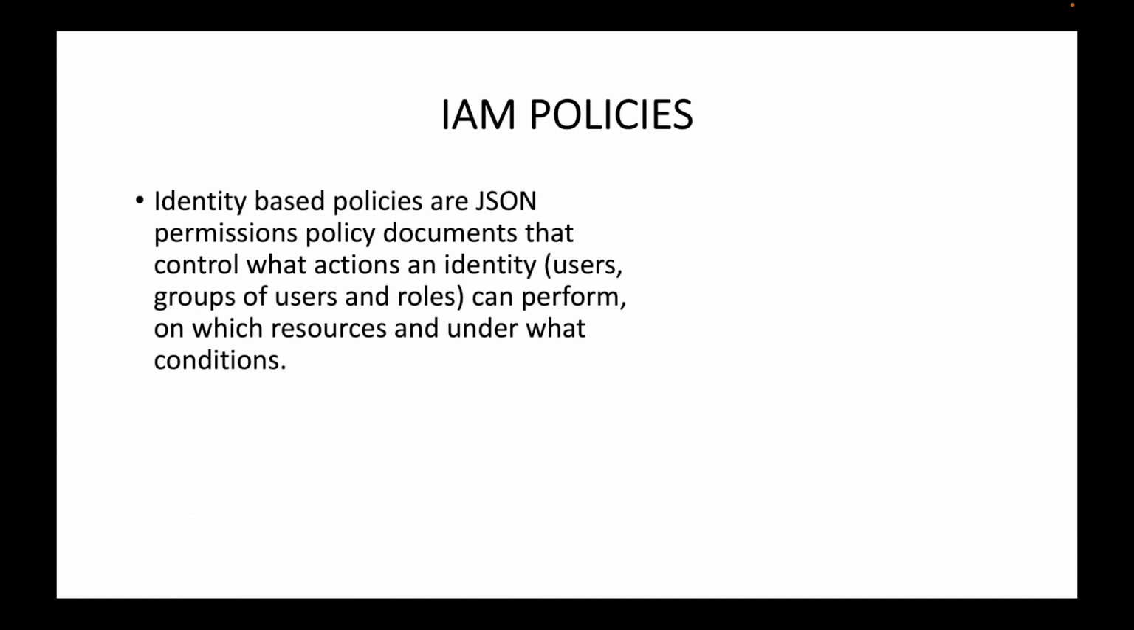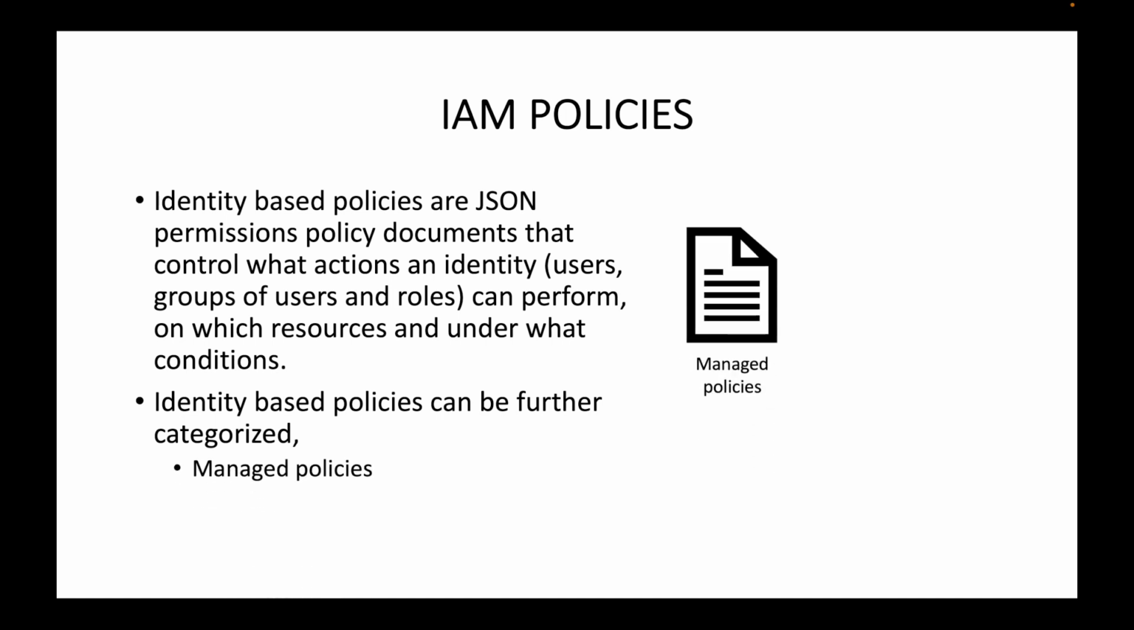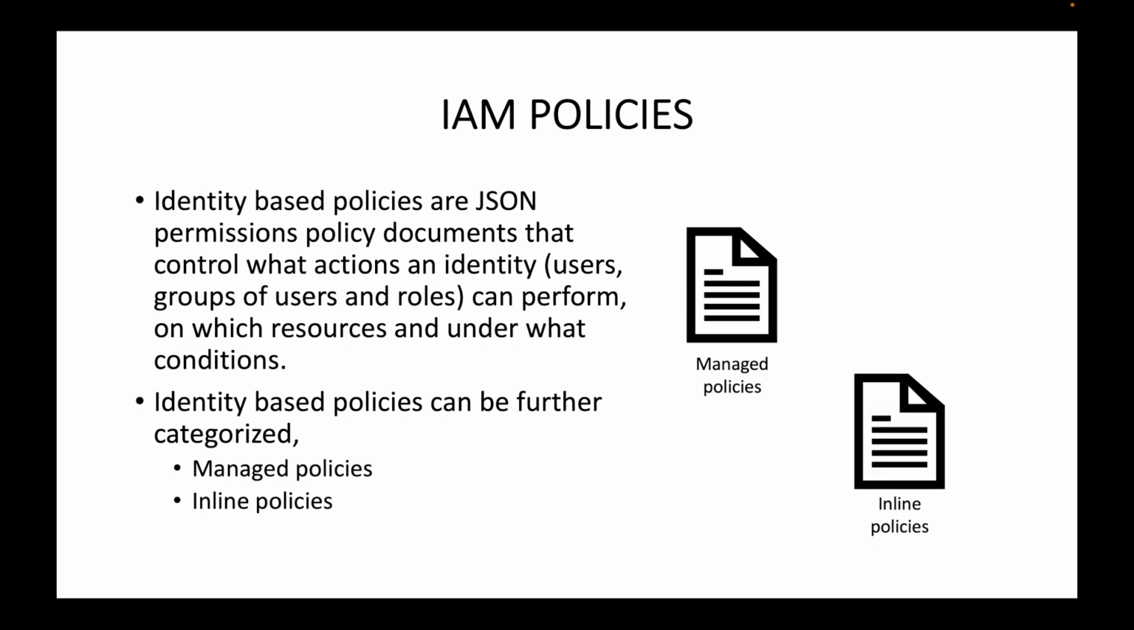Identity based policies are JSON policy documents, and they basically control the actions. Whenever a user, a group of users, or a role tries accessing the resources in the AWS account, what actions they can take and what actions they cannot take will be controlled by your identity based policies. These identity based policies can be further categorized into 2 types. You have the managed policies and then you have the inline policies. So whenever we talk about identity based policies, we have 2 types: the managed policies and the inline policies.